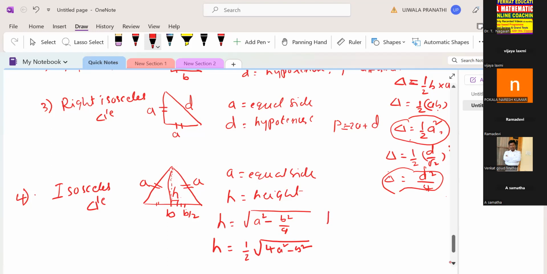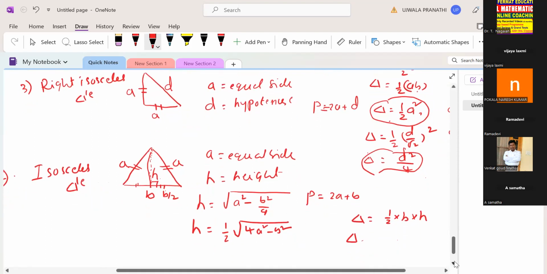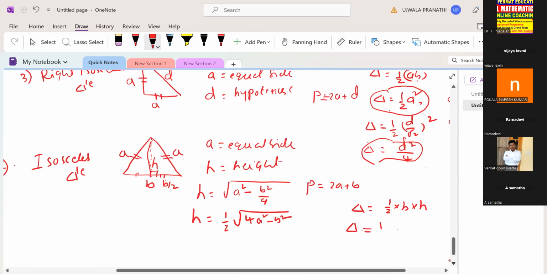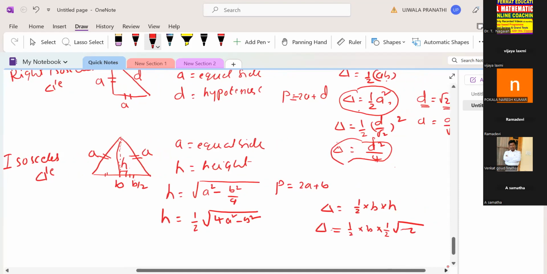Now perimeter is simply 2A plus B, and area is the important one. Area delta is equal to half into base into height. Now this delta is equal to half into base into, what is the height here? 1 by 2 square root of 4A square minus B square.